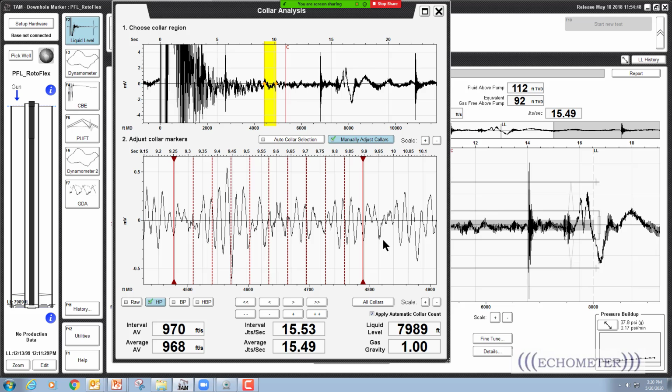So I guess the answer to your question is, if the collar count line, the C line, is not very deep, then probably you should either reshoot the well or manually select a different interval. That would be my recommendation.